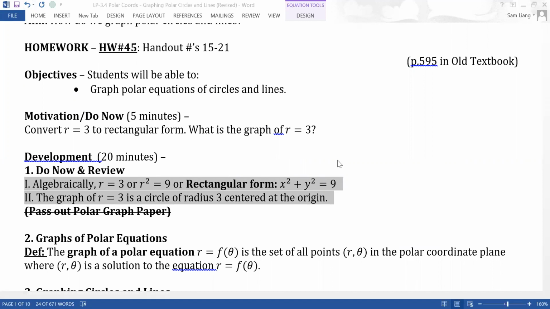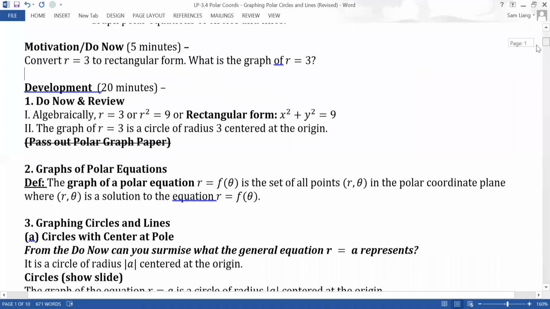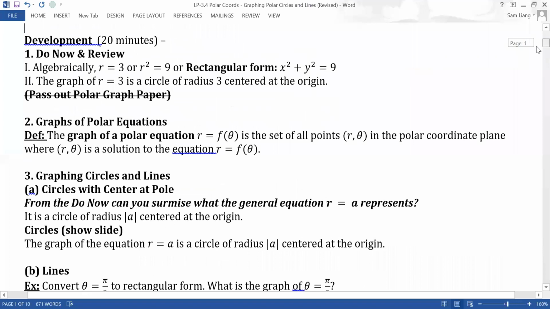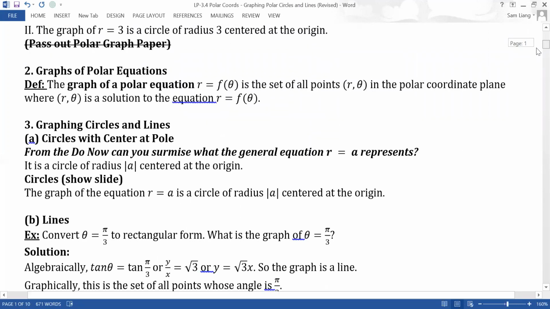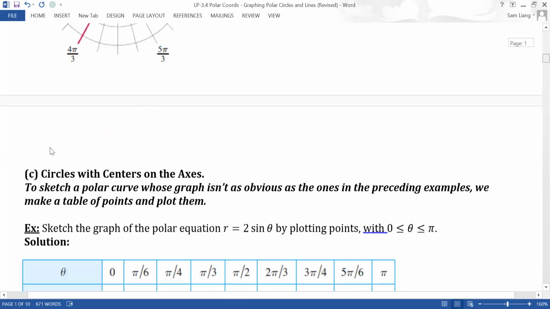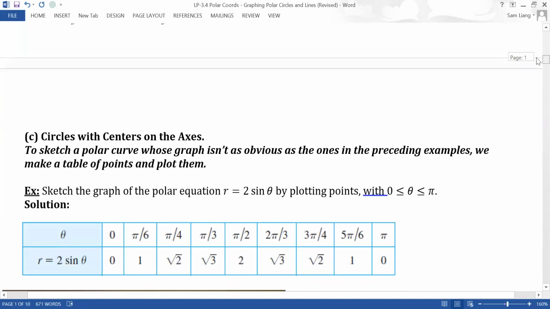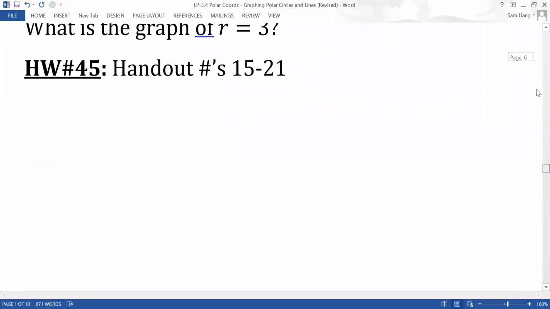So let me just give you an overview of what we're doing today. So that was the do now, and then there's a definition of the graph of a polar equation, and then as the aim said, we're going to graph circles and lines. So first we're going to talk about circles with centers at the pole, and then we're going to talk about lines, and then move on to circles with centers on the axes. So like our most fundamental polar graphs. All right, so for that, let me just get to the notes. And here's the first slide.